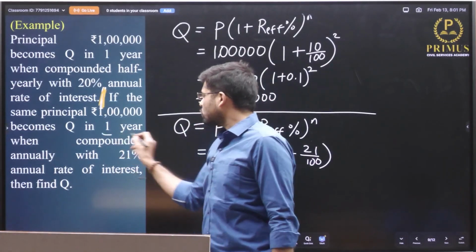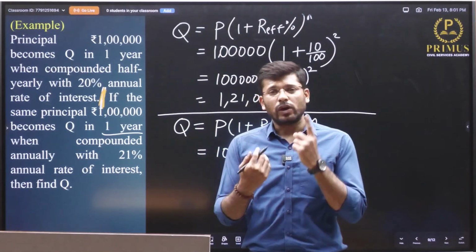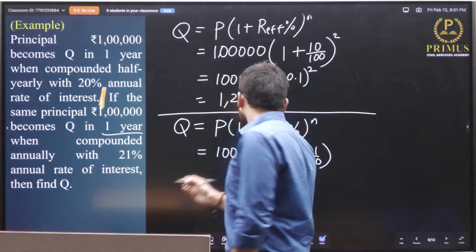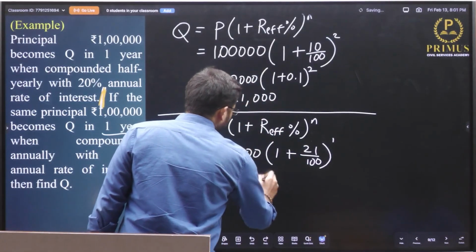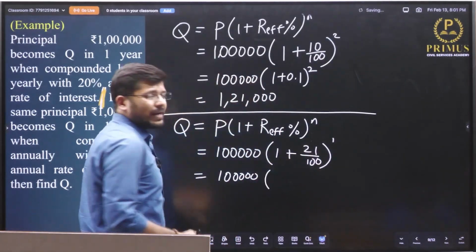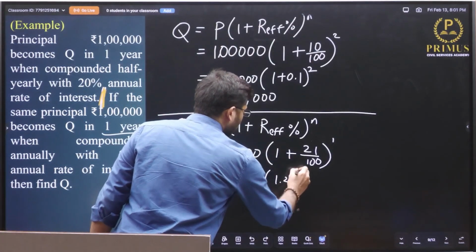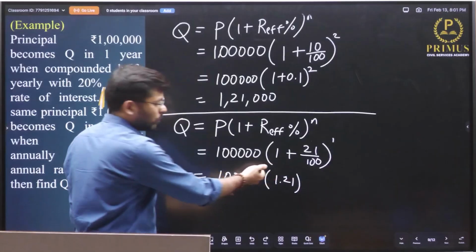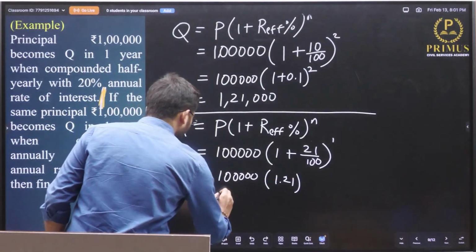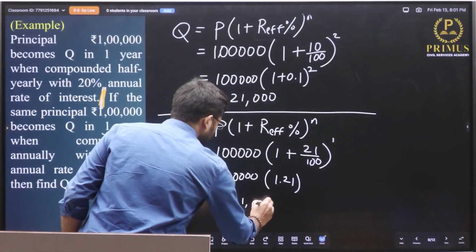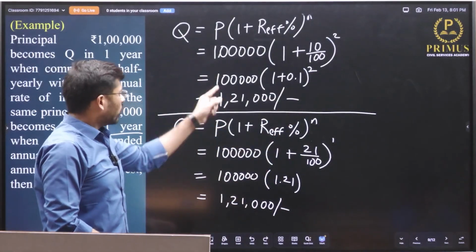And the total time period is 1 year. So if the compounding is happening once every year, only one compounding happens throughout the time period. So this will be 1. So if you solve this, this will be 1 lakh into 21 divided by 100 is 0.21. 1 plus 0.21 is 1.21. To the power of 1 does not matter, because anything to the power of 1 is itself. So 1.21 into 1 lakh, its value will be 1,21,000. So in both the cases, the total amount is same.